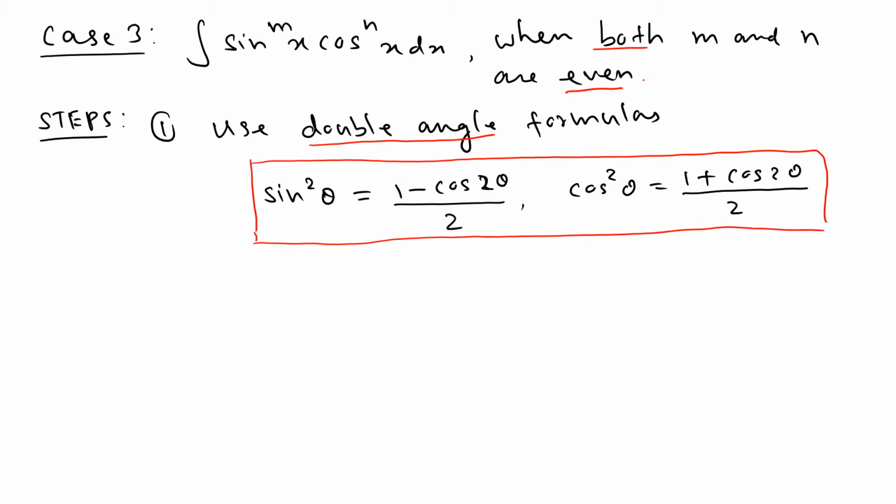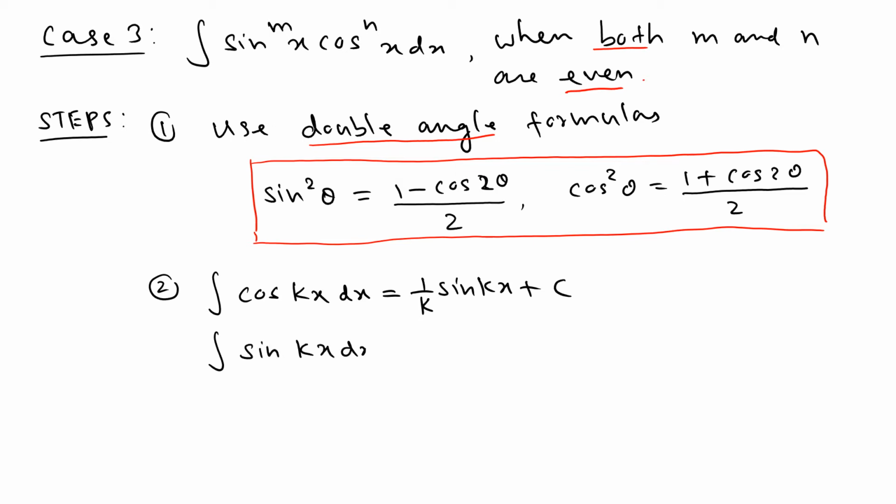Good. And also we remember some formulas from the substitution method. One is the integral of cosine: we know the integral of cosine kx dx is simply 1 over k sine kx plus c, and also we know the integral of sine kx dx equals negative 1 over k cosine kx plus c. So you can use those two.